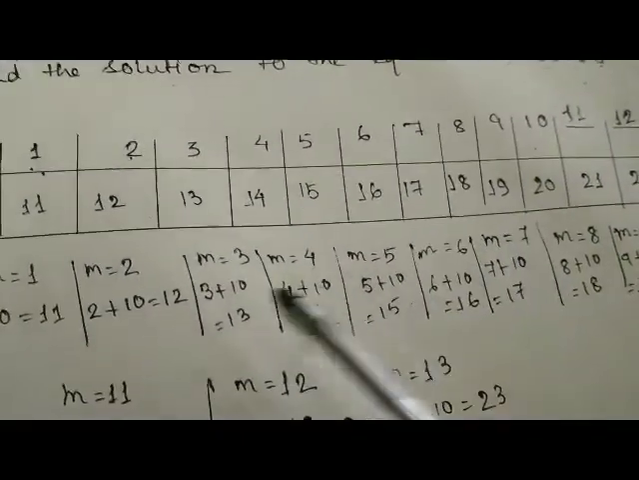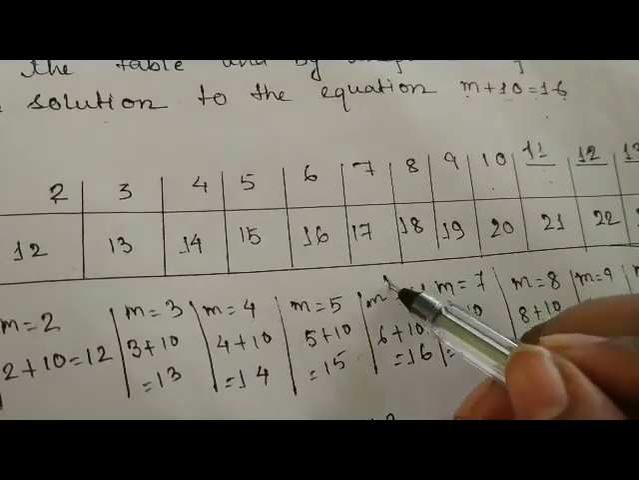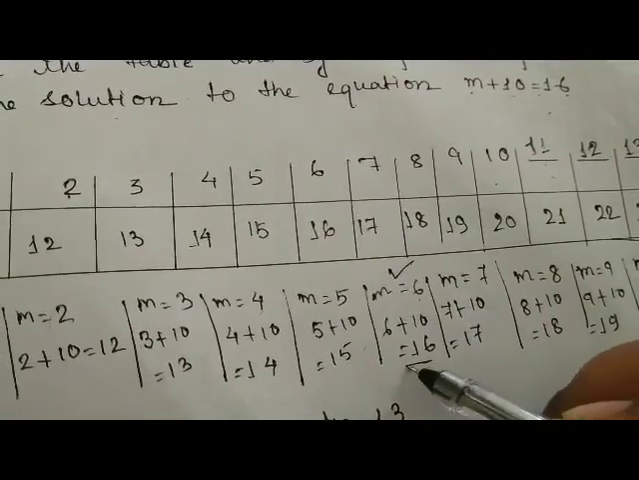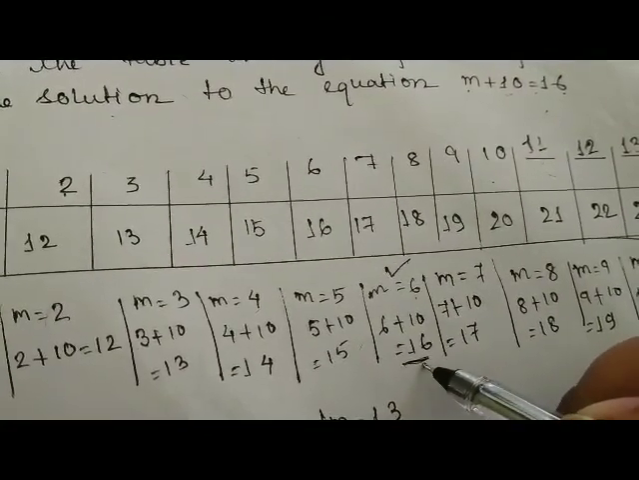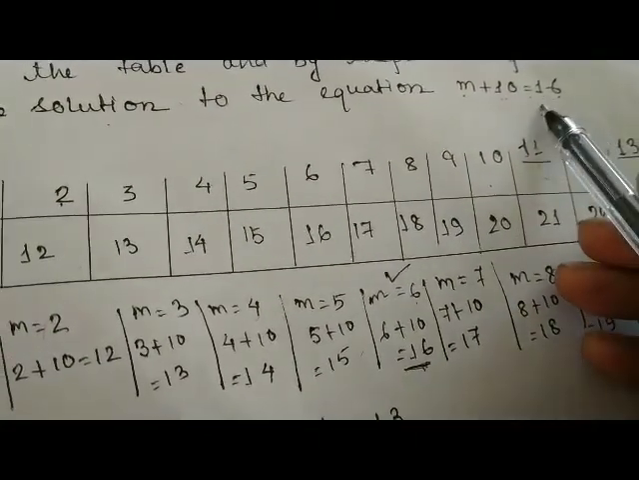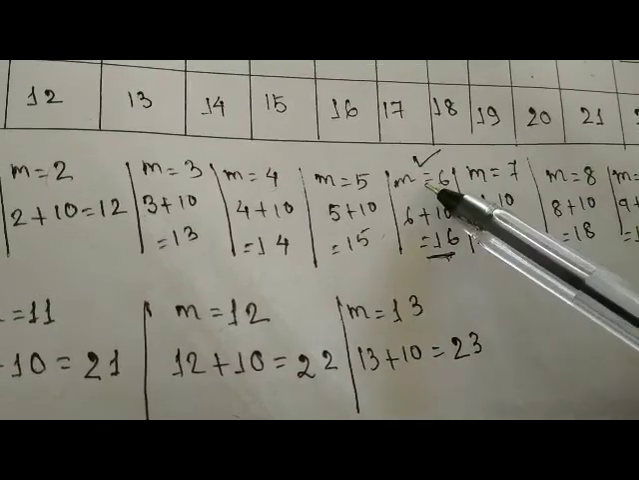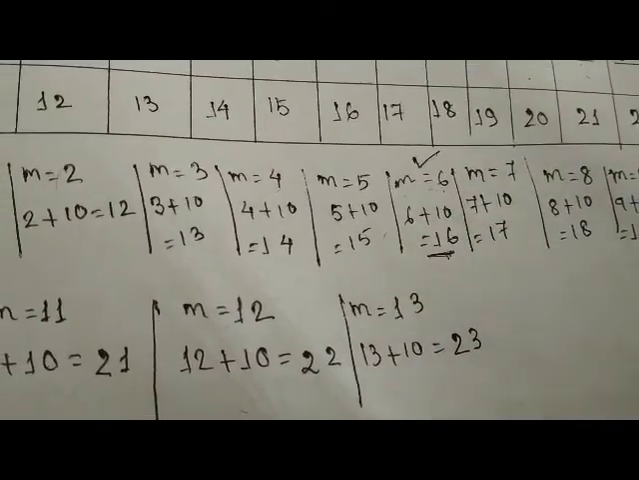Now if you see the table where we are getting 16, when the value of m is 6, at that time we are getting 16, and this 16 is there on the right hand side. That means 6 is the solution of the given equation. So this is A part.